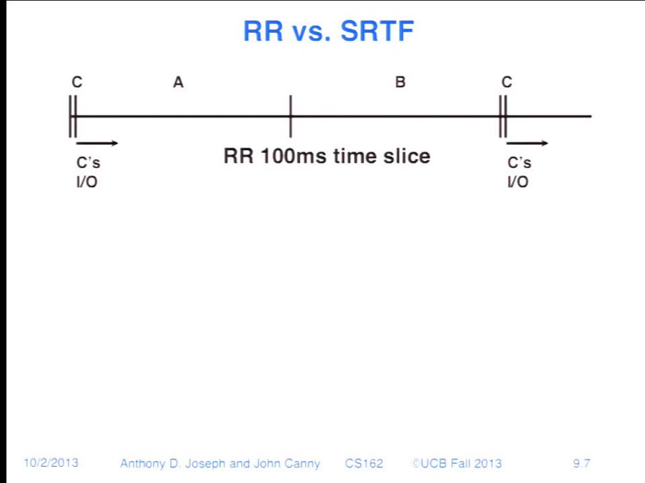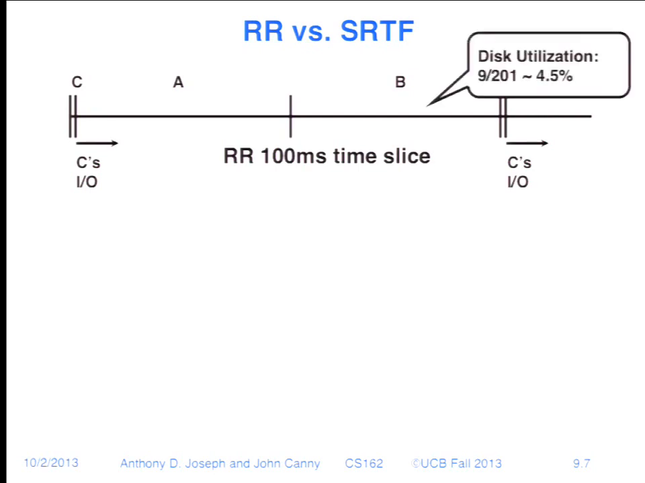There's 9 milliseconds of I/O, 1 millisecond of CPU in there somewhere, can't really see it, and then 100 milliseconds of CPU for A. Is that clear? So C's not doing very well. It's running for 9 milliseconds, which is its quantum. These A and B jobs are being scheduled for the full 100 milliseconds, so it's only about 9 milliseconds of disk I/O out of 201.